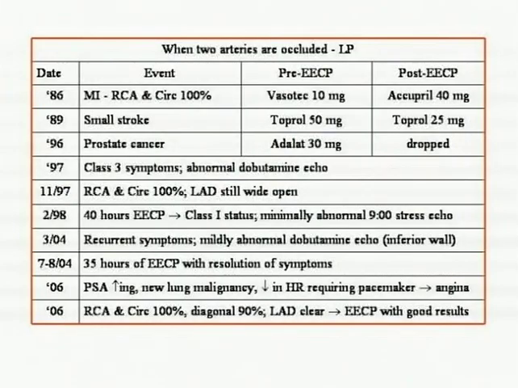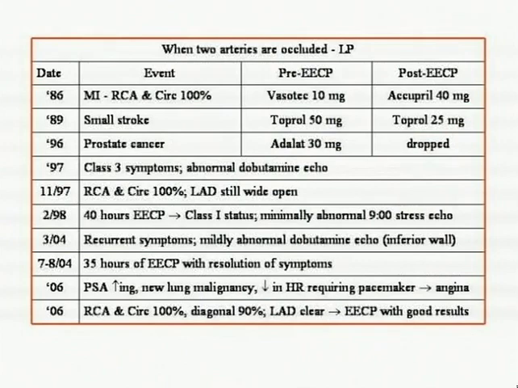Because he had stopped exercising. He stopped exercising when he was in the hospital. He lost his collaterals. Well, we then had external counterpulsation. We treated him. He did great. He had only a mildly abnormal 9-minute stress echo. Over the years, he's had some recurrence of symptoms, and I've given him boosters.